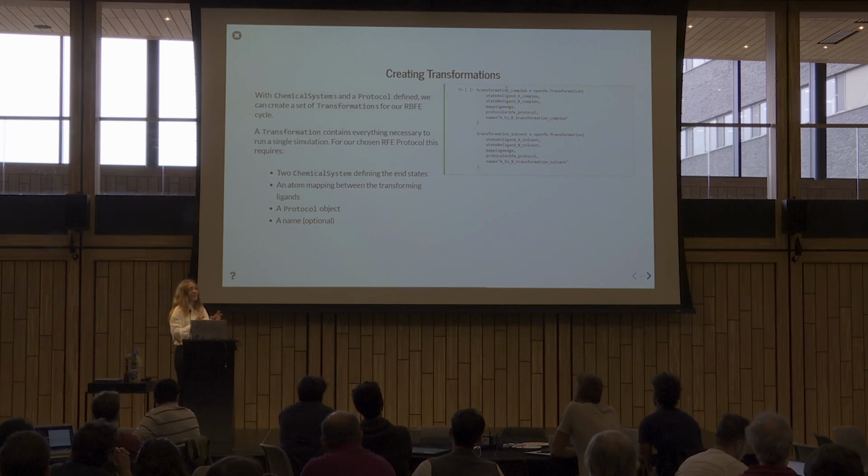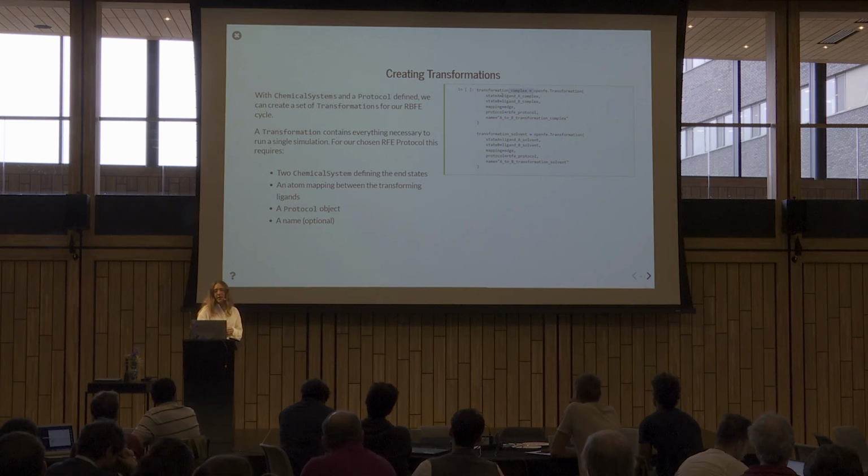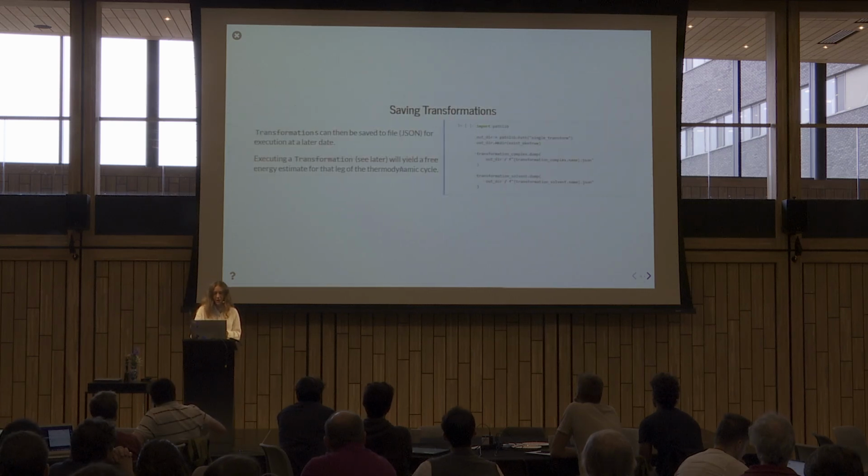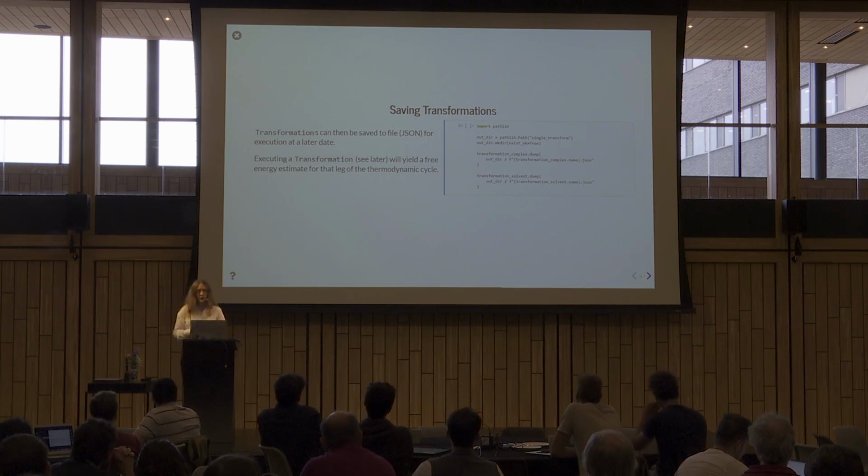We need a transformation for both legs in our thermodynamic cycle. So for the complex, which takes in the chemical systems that define the end states in our complex, and then the same for the solvent here. And these transformations you can then save to disk in JSON format to run them later.